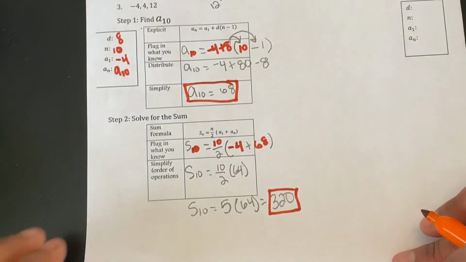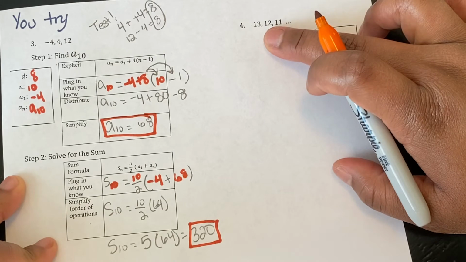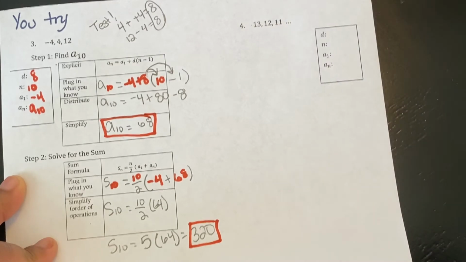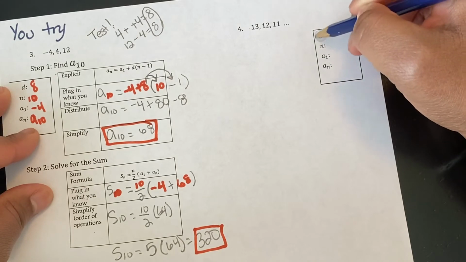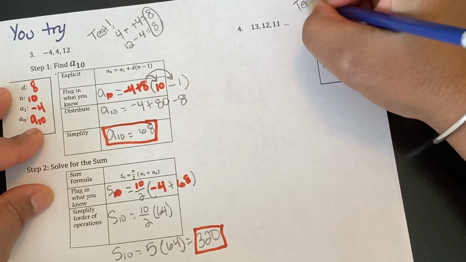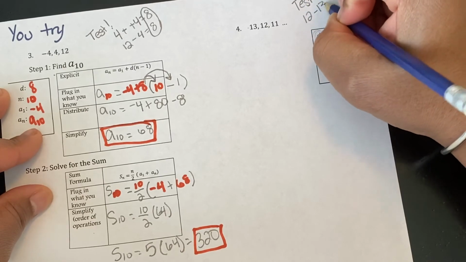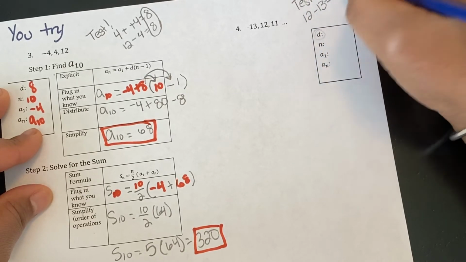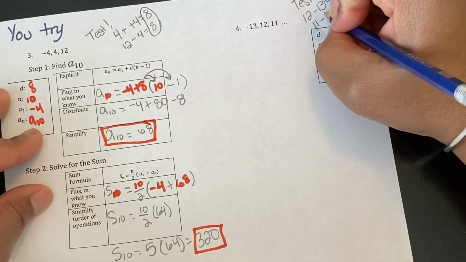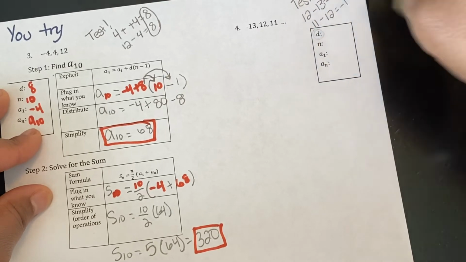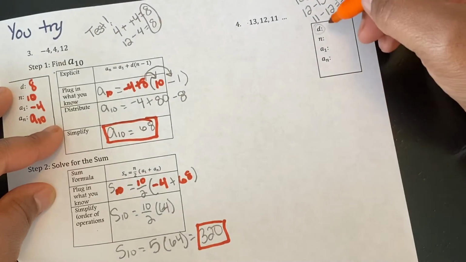Okay, last but not least, I have a sequence 13, 12, and 11. I need to find what my common difference is, so I have to do my test. Take the second number, 12 minus 13, which is the first number, it's going to give me -1. Then do 11, the third number, minus the second number, which is going to give me -1 as well. So my common difference is -1.